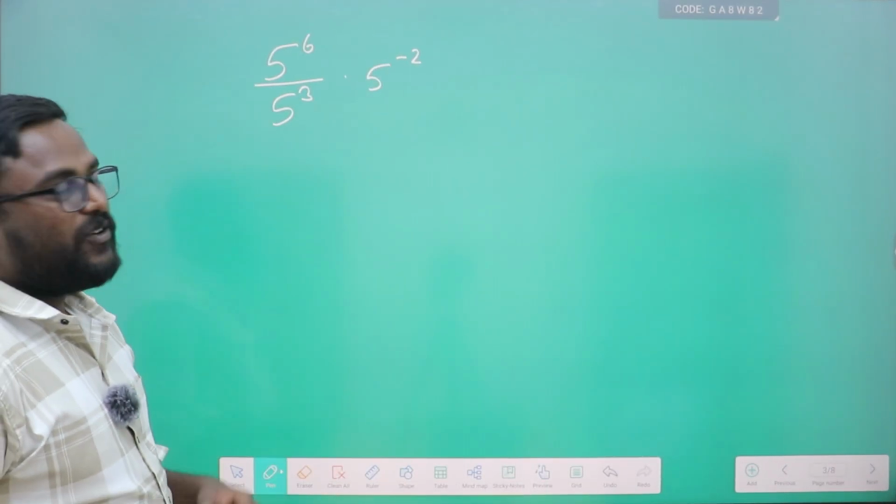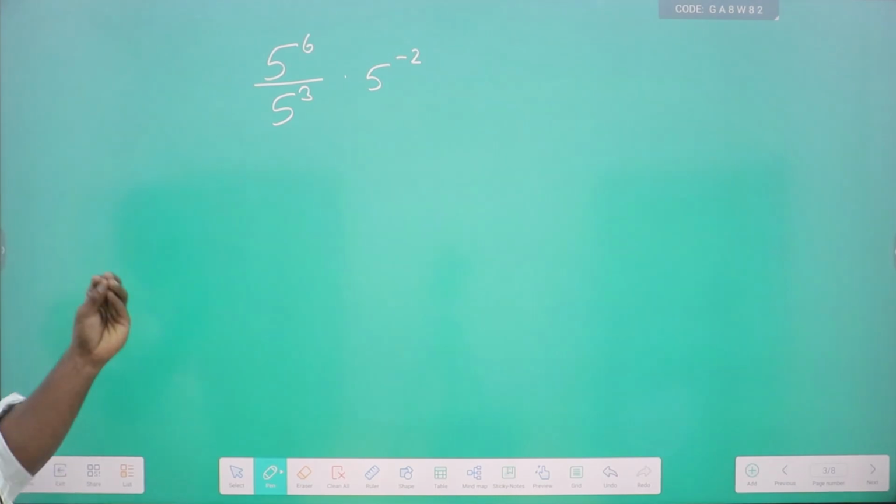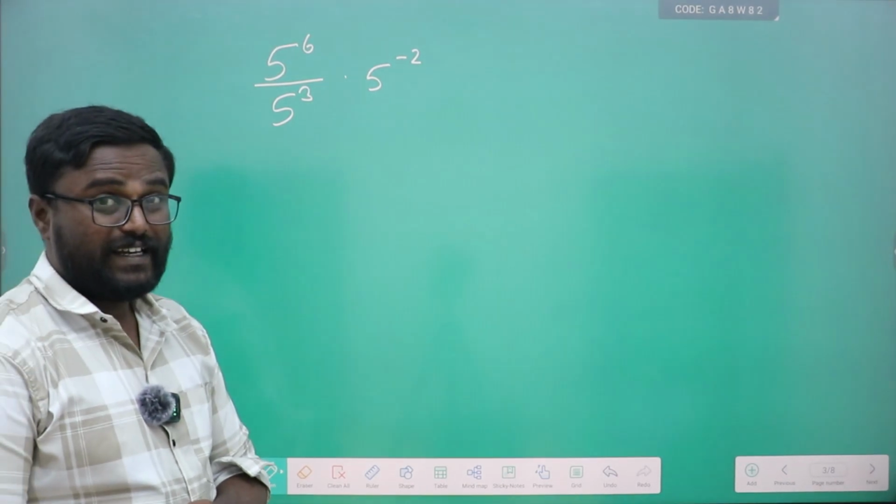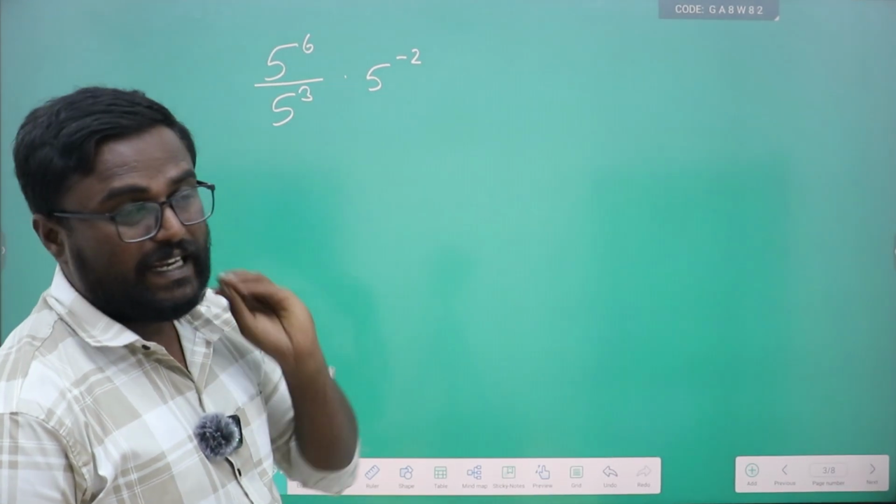So here, 5 to the power 6 divided by 5 to the power 2, 5 to the power 3 times 5 to the power negative 2.